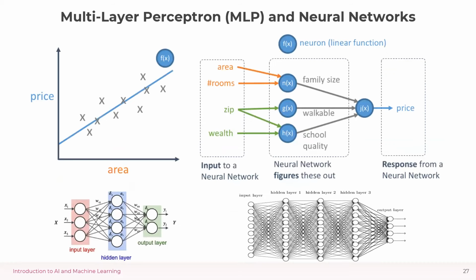And you just combine them together into multiple layers and form something called a neural network. That's what it is. Multi-layer perceptrons or MLPs are nothing but models that have one or more hidden layers in between.